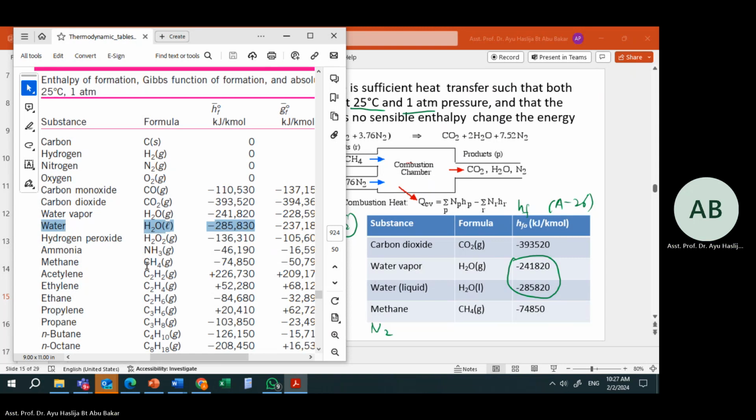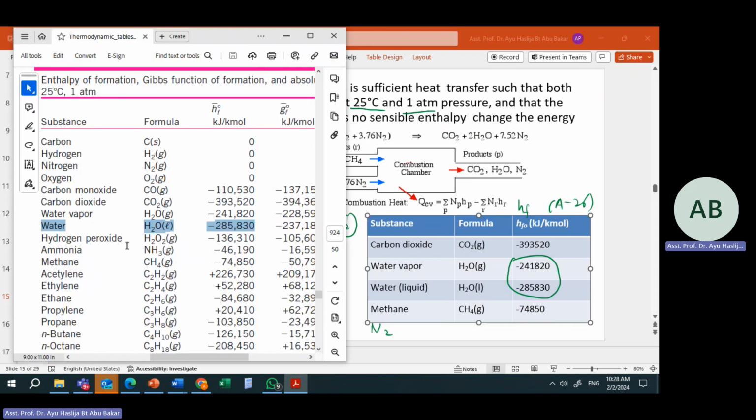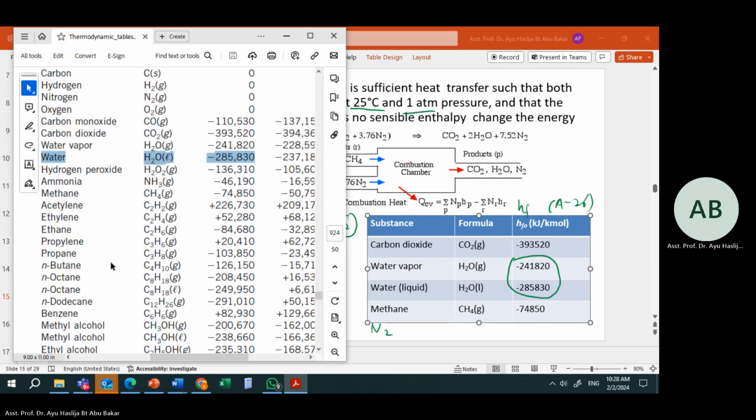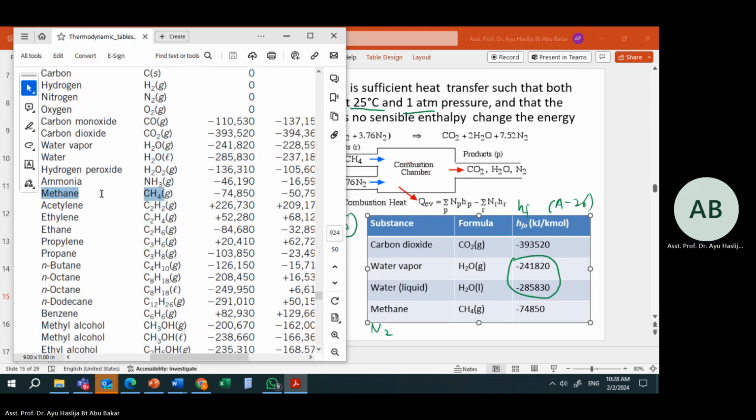285,830. Then methane, CH4. Yeah, CH4. Negative 74,850. N2, 0. That's why in the table here, it doesn't mention N2.